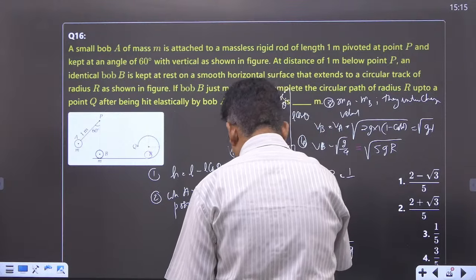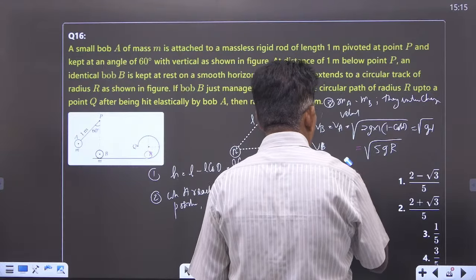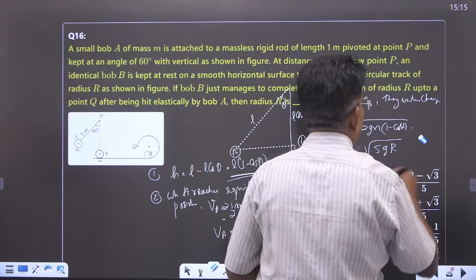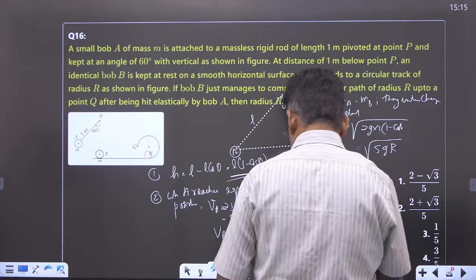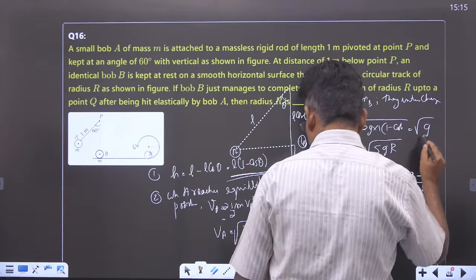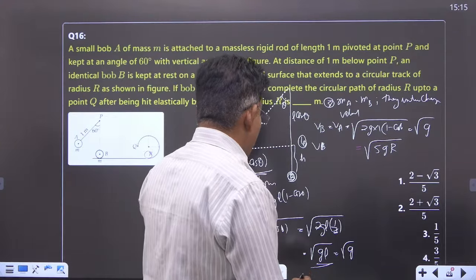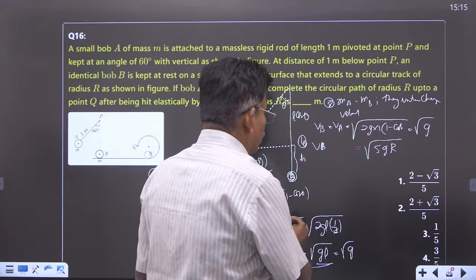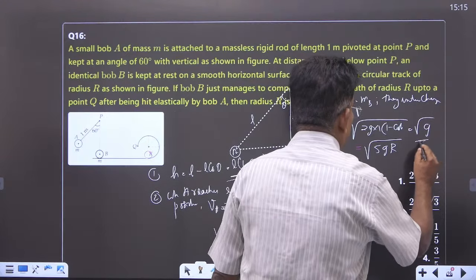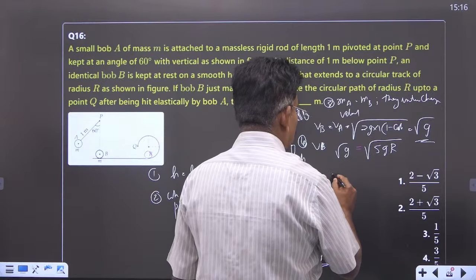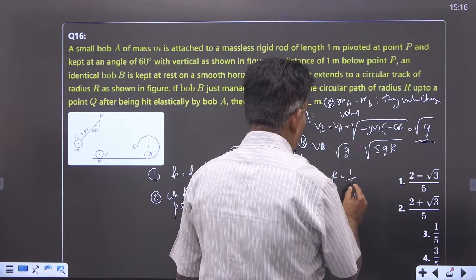It's a very direct question, so I thought the answer could not be wrong. VA is root GL, L is 1, so this is coming to be root G. So here we made a mistake. Why? I took half as 1 by 4, but the 2 and 2 get cancelled, so it will be root GL. L is 1 meter, that is root G. So root G is root 5GR. Therefore, R is coming to be 1 by 5.